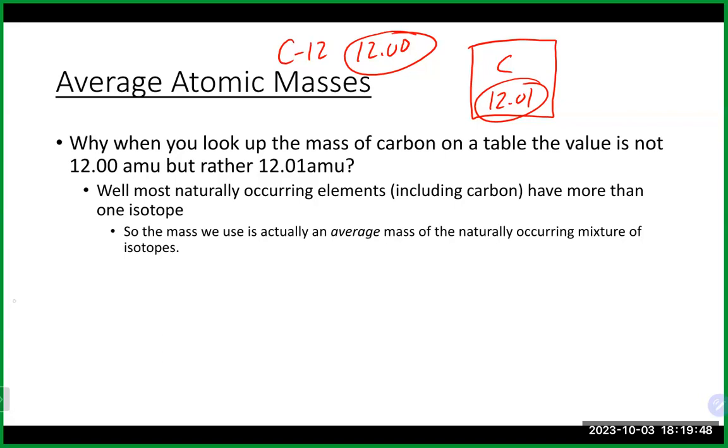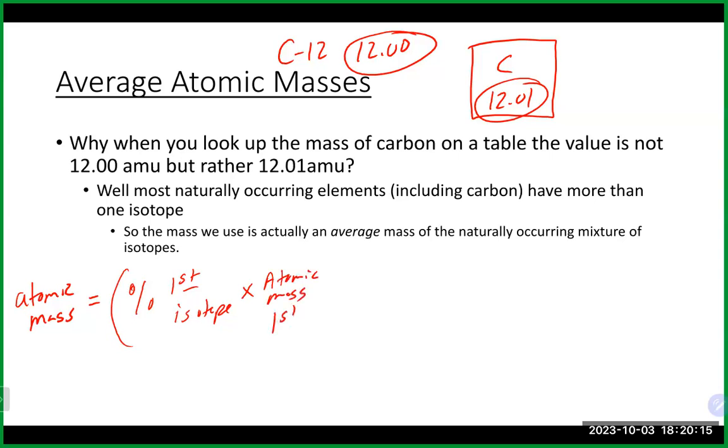So one way that you could calculate the atomic mass, like you see on the periodic table, is you would take the percentage of the first isotope, and that is sometimes referred to as the relative abundance or percent relative abundance, basically the percentage that it occurs naturally in nature, obviously. You would times it by the atomic mass of the first isotope.